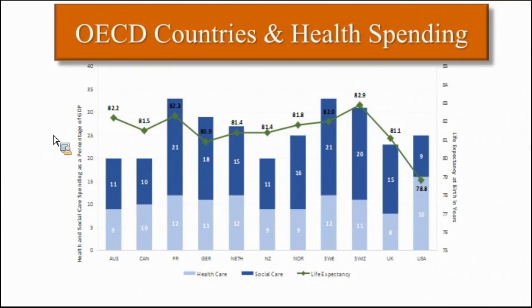And if you look at that green line, that's life expectancy. So we're paying the most for health care, we're not paying the most for health, and we're getting the least value. If you look at the other countries that are doing better, the dark blue bar is taller than the light blue bar. They're focusing more on health promotion and disease prevention than they are on sick care.